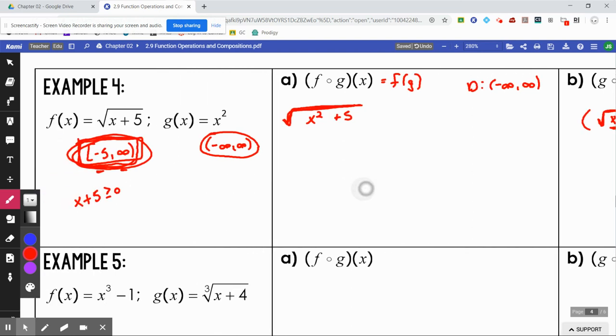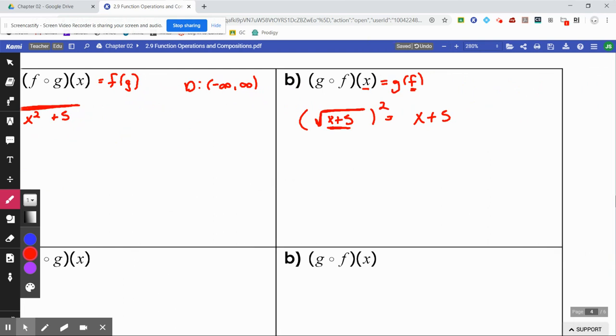So therefore, I know that I can't plug anything into f that's going to make it negative. So my domain here is going to be all values from -5 to infinity. Again, I could have put absolute value bars around this, but I don't have to now, because it's always going to be positive anyway, as long as I'm plugging in values from -5 to infinity.